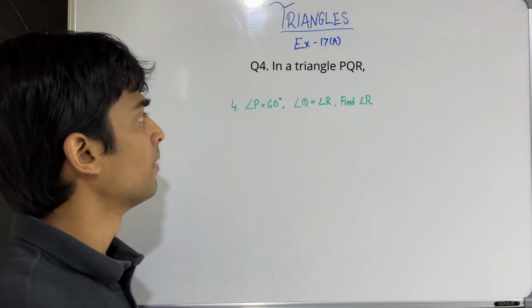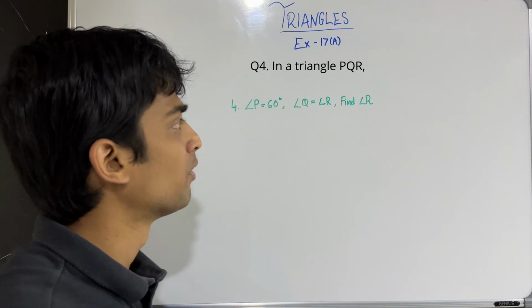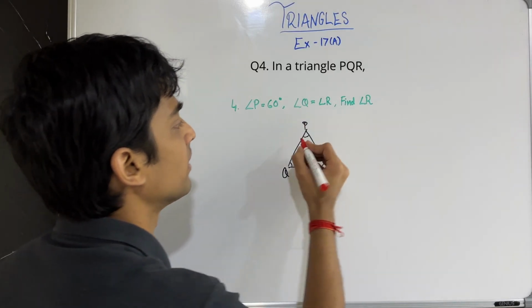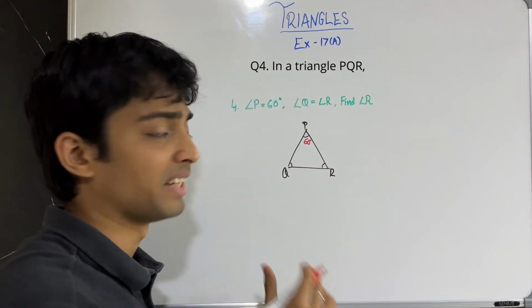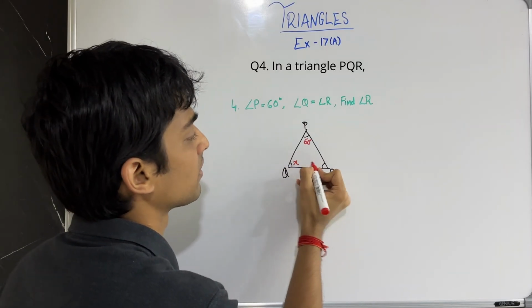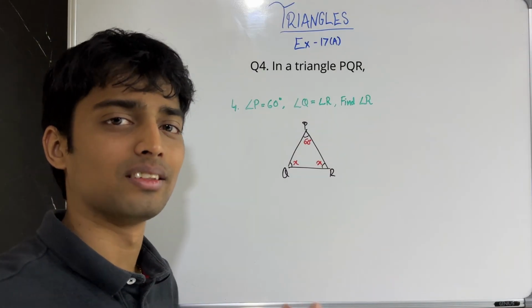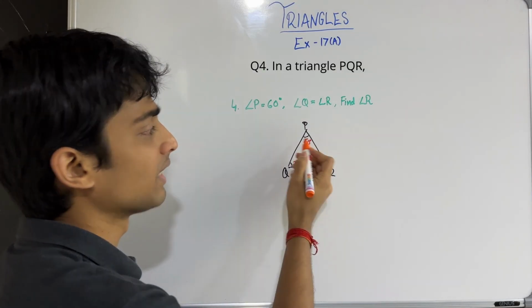Fourth one: angle P is 60 degrees, Q and R, the other two angles, are equal. Find the angle R. Let's draw a diagram. We know that angle P is 60 degrees and Q and R are the same, so we can write them as x. Again, the same concept. The sum of angles of a triangle is 180 degrees.